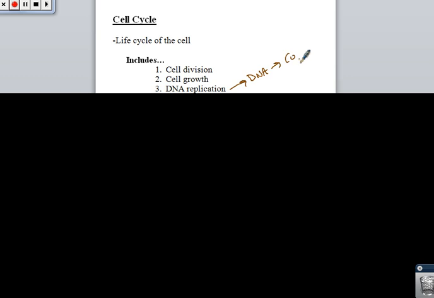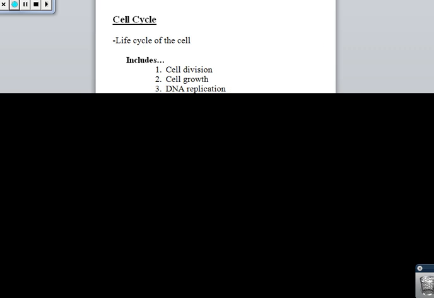is copied. When you start off in the original cell, you have one copy. Now you have one copy of DNA and another copy of DNA. And this is so that at the end of mitosis, when the two daughter cells are formed, each of those cells has a complete copy of DNA.